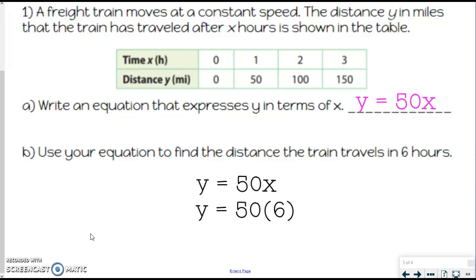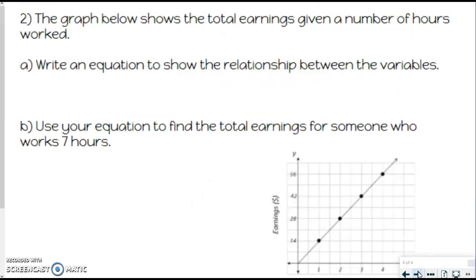So when we do 50 times 6, we know that 5 times 6 is 30, another 0 on it. So y equals 300, and make sure we put our label, which is miles. So 300 miles, okay? Very simple. Didn't want to have to draw a table out for that. Just wanted to get right to it. Okay, let's try one more. If you need to go back, feel free, but otherwise moving forward.